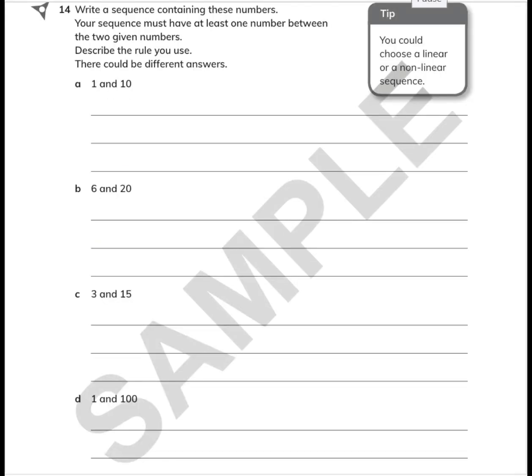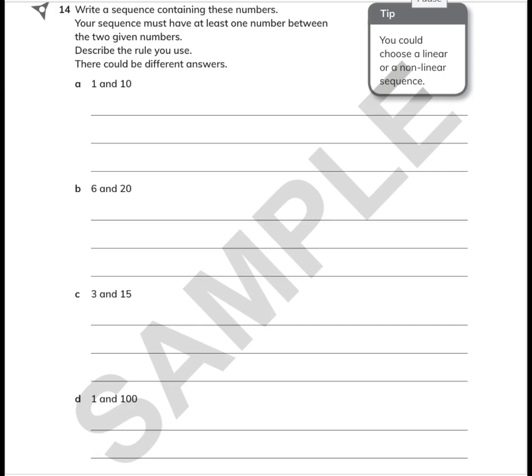Now this is question number 14. Write a sequence containing these numbers. Your sequence must have at least one number between the two given numbers. Okay. Describe the rule you use. There could be different answers. So we have to make a sequence.